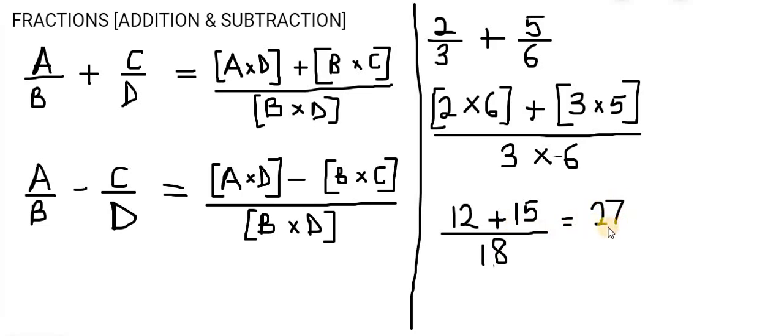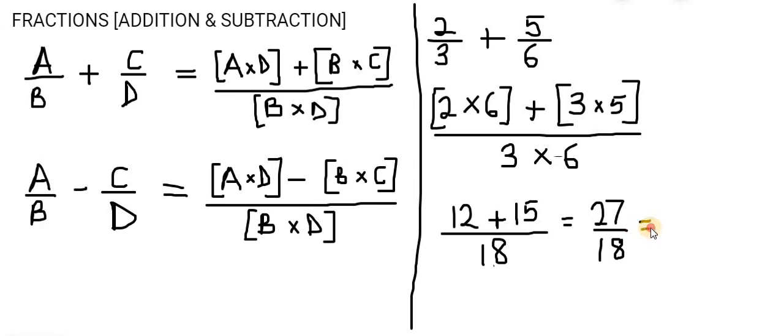27 over 18. Now with this method, at the end, it's important to check if it can be simplified. Okay? 5 over 6 couldn't be simplified. No common factors between the top and the bottom. For 27 and 18, there are common factors between the top and the bottom. So we have to check that.